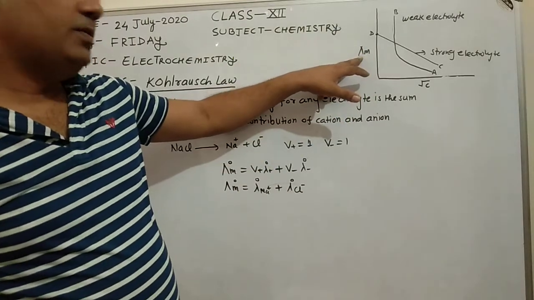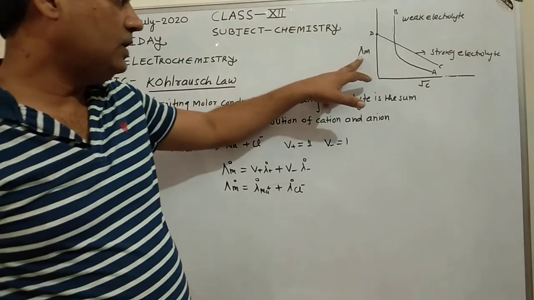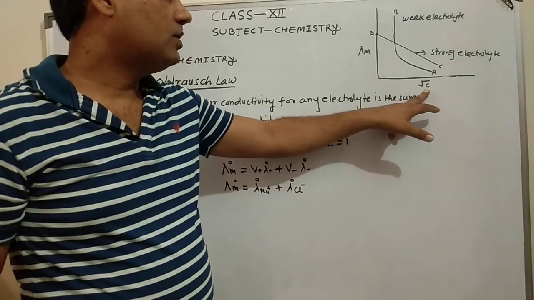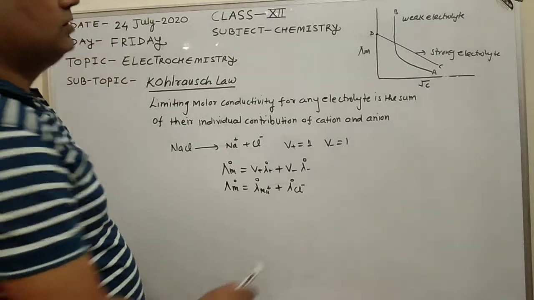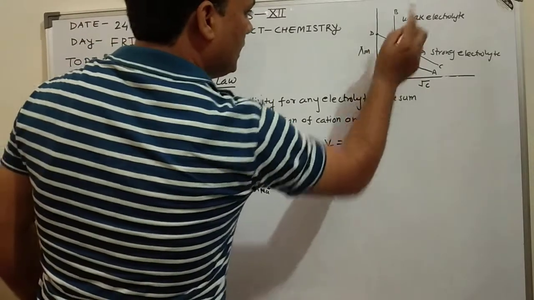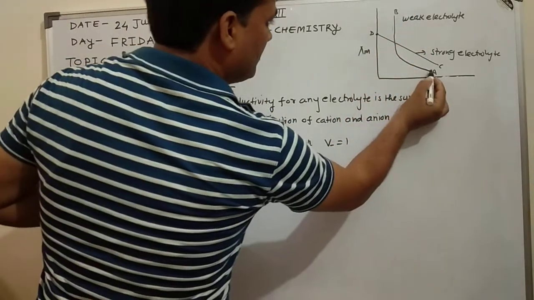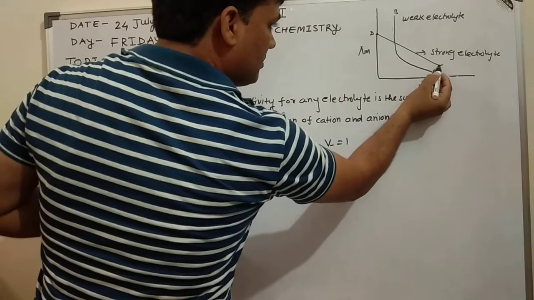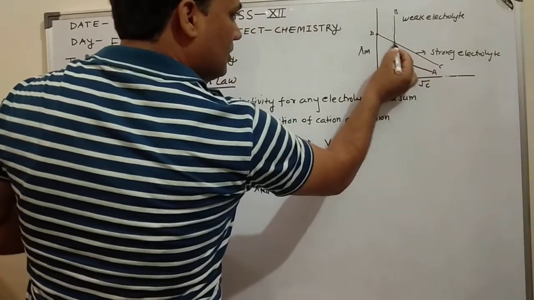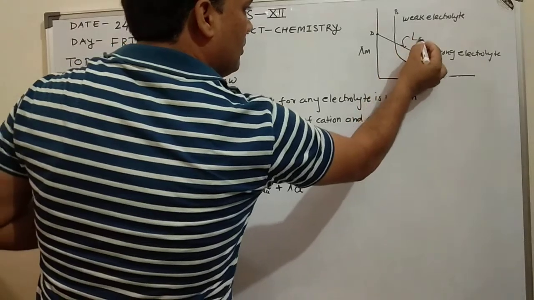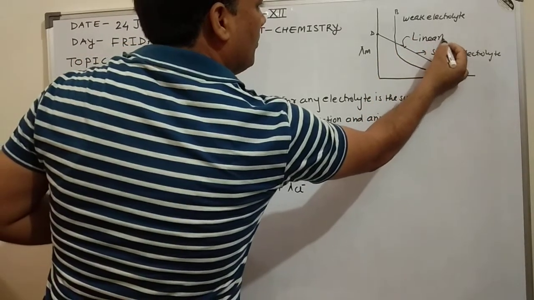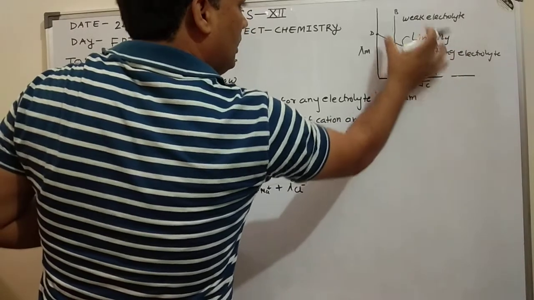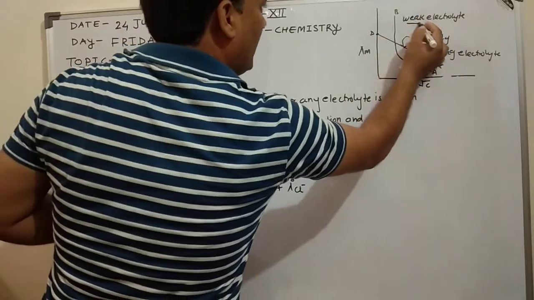This is molar conductivity, and this is concentration. Root C means the square root of concentration. So line A, B represents weak electrolyte because when concentration decreases, molar conductivity increases sharply, but for strong electrolyte, when concentration decreases, molar conductivity increases linearly. So line C, D represents strong electrolyte and line A, B represents weak electrolyte.